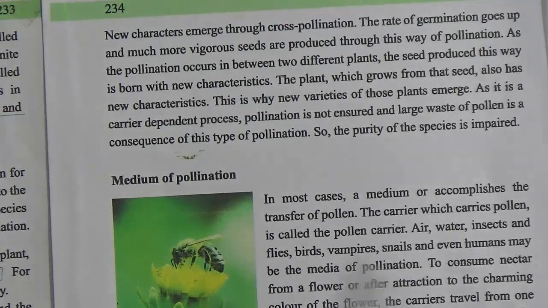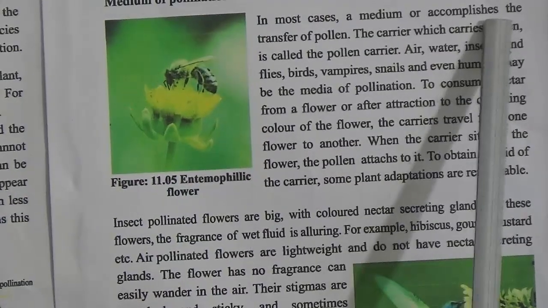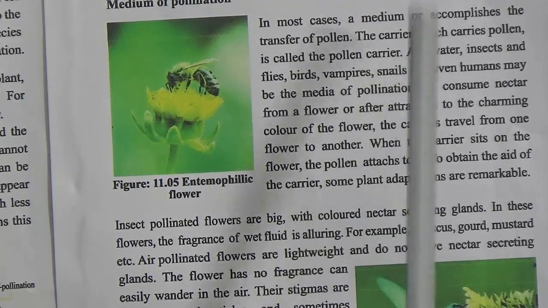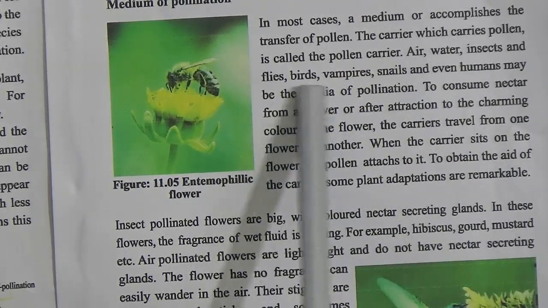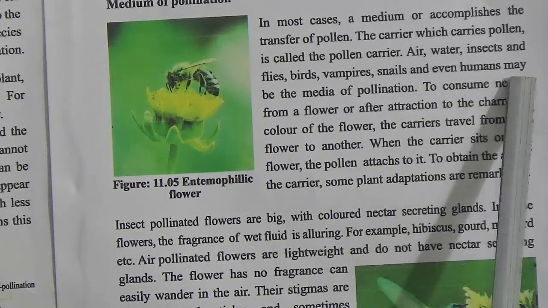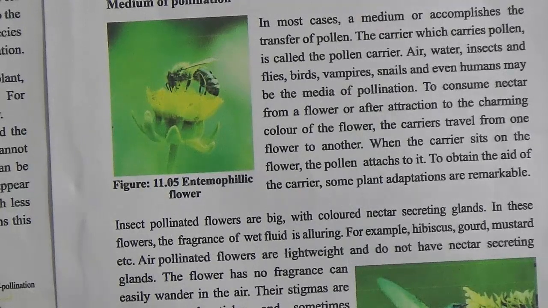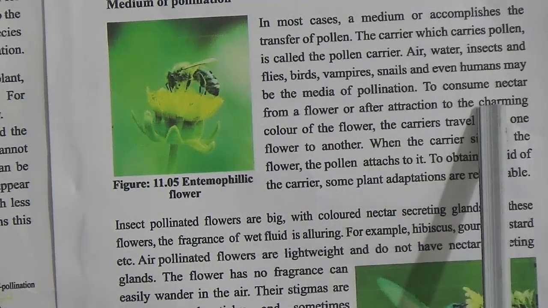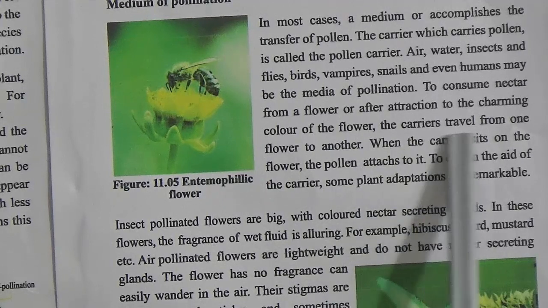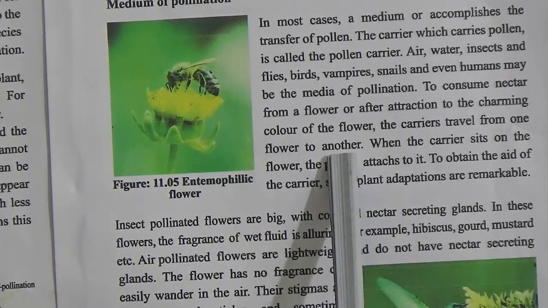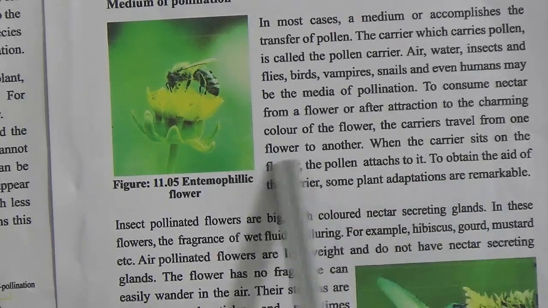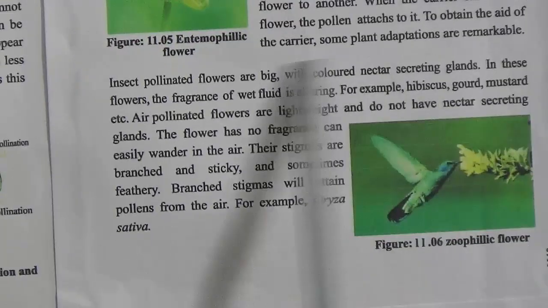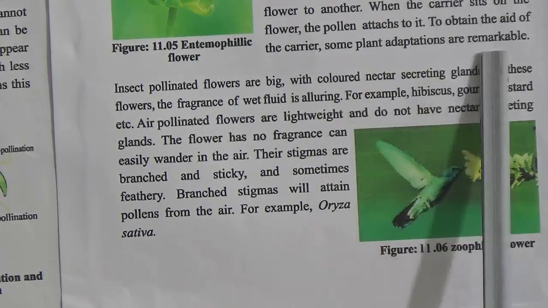Now the medium of pollination. In most cases, a medium accomplishes the transfer of pollen. The carrier which carries pollen is called the pollen carrier. Air, water, insects and flies, birds, bats, snails and even humans may be the media of pollination. To obtain nectar from a flower or after attraction to the charming color of the flower, the carriers travel from one flower to another. When the carrier sits on the flower, the pollen attaches to it. To obtain the aid of the carrier, some plant adaptations are remarkable.